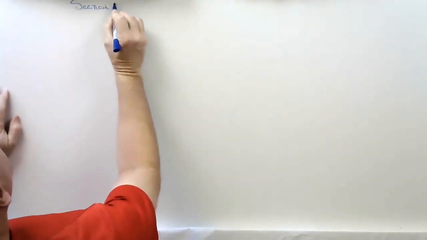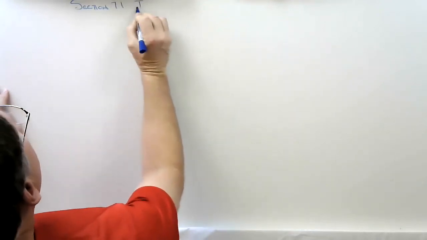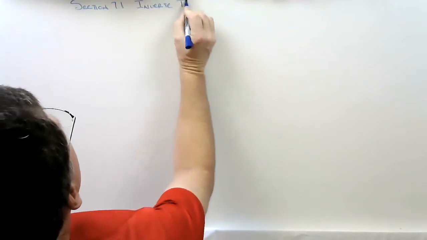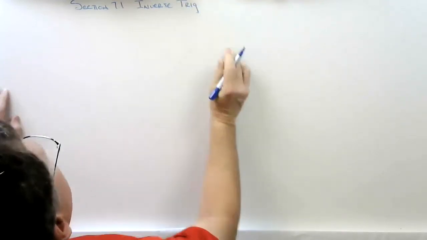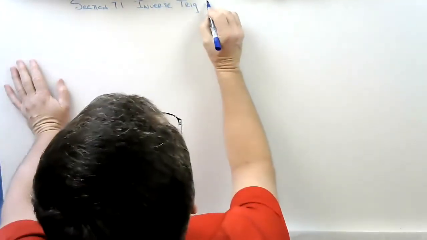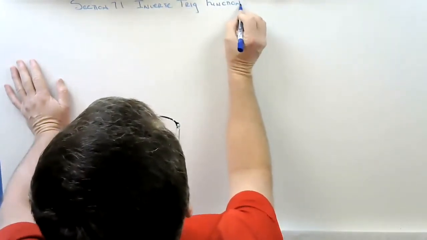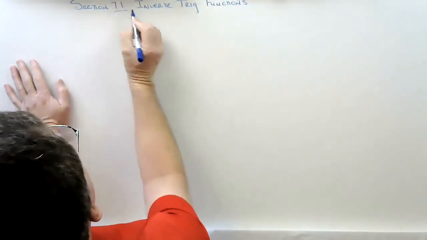Okay, today we're going to talk about section 7.1. Section 7.1 is inverse trig functions. And before we all get up and start leaving the room, let's just take a second and let's focus on this. 7.1 is the first section in chapter 7.